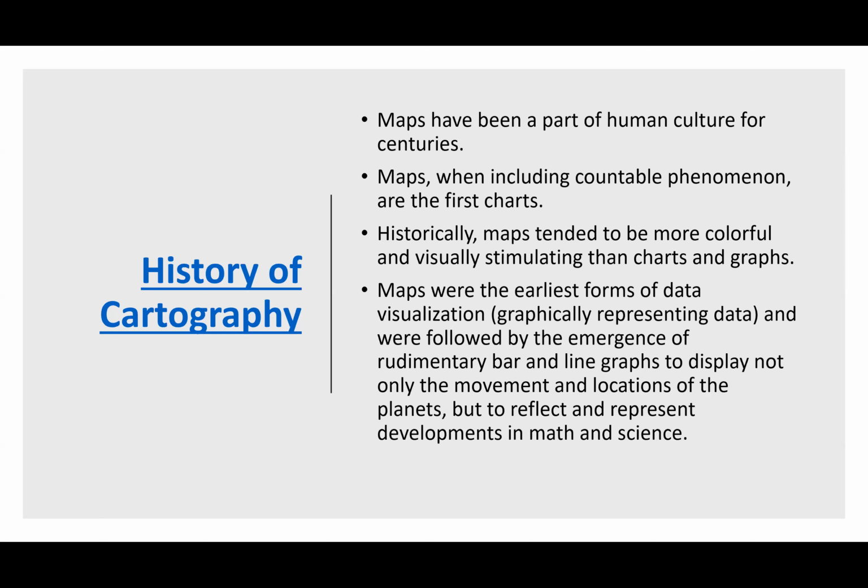But maps, when including countable phenomena, really are the first charts. And still today, maps are a type of chart. We don't think of them that way because we call them maps, but they really are the first way to represent natural phenomena visually. Historically, maps tended to be more colorful and visually stimulating than charts and graphs, and so maps became a different mode of communication. They were the earliest forms of data visualization.